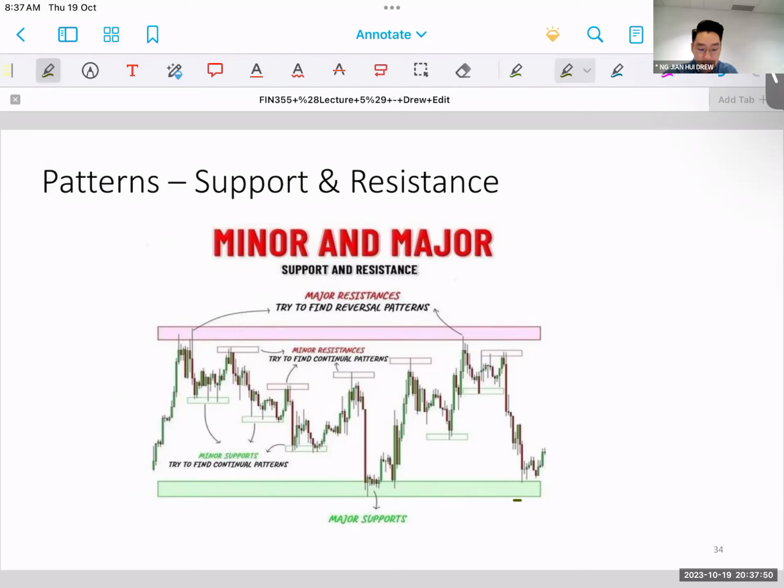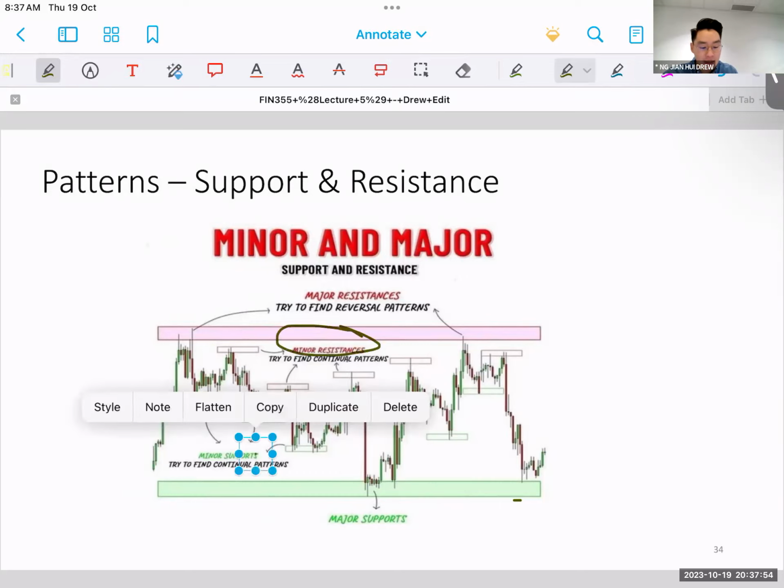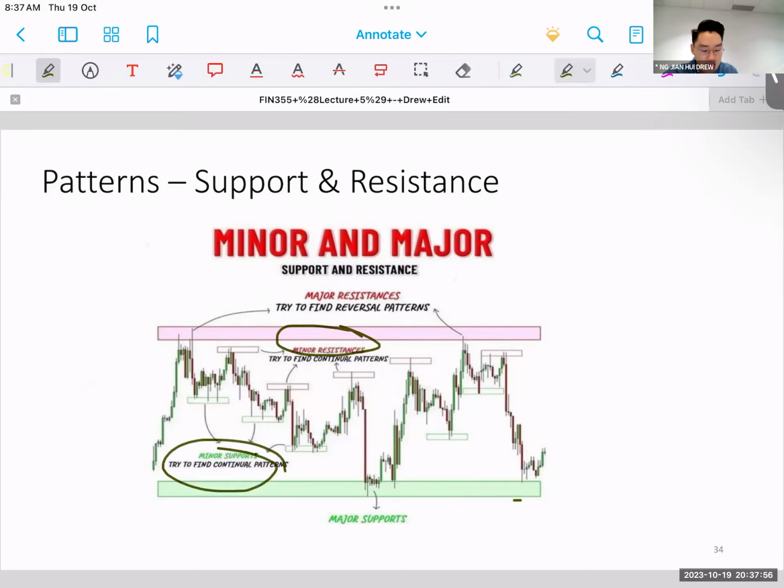So here in this diagram, you can see there's some minor resistance and some minor support. What does this mean? Here there's a bit of resistance, and some support here, right? Whenever it hits a support, or let's say a minor support, it will shoot up, right? And of course, when it hits a resistance, it will go down. So it tells us when we should buy, when we should sell, etc.